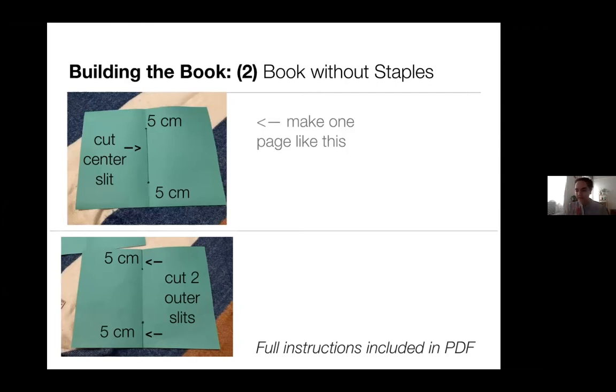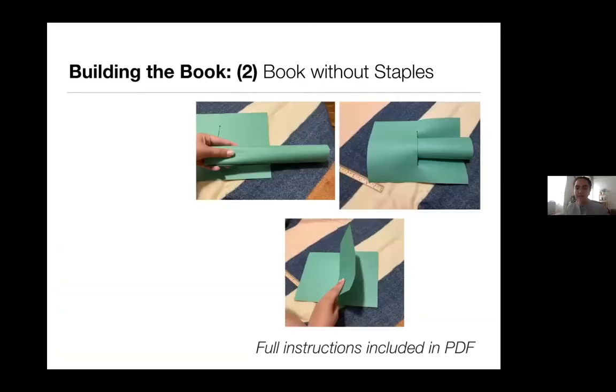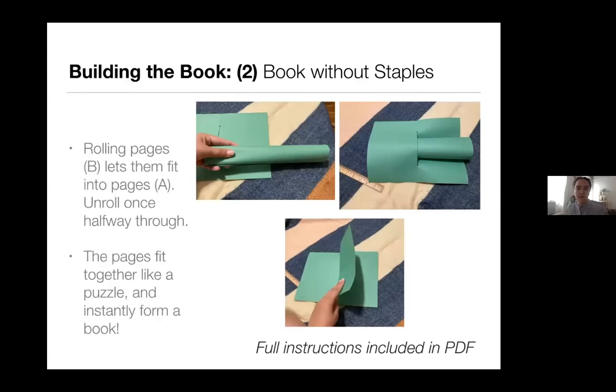You fold your pages in half. You measure out 5 centimeters from the top of the page and 5 centimeters from the bottom of the page. On one of those pages, you cut out in between those measurements. And on the rest of those pages, however many other ones you want, you cut out from the top and from the bottom of those 5 centimeters. Then the pages are going to fit together like a puzzle. It's really fun the way this book comes together, especially for older kids.